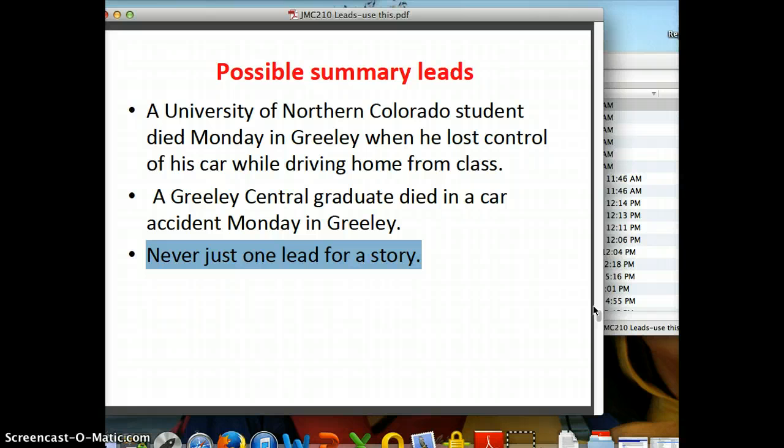Remember to make it several paragraphs. You never want a story that's one paragraph long. You want several paragraphs. And remember that the summary lead is one sentence, one paragraph. Get that into your head. Start reading the newspaper so that you know that.